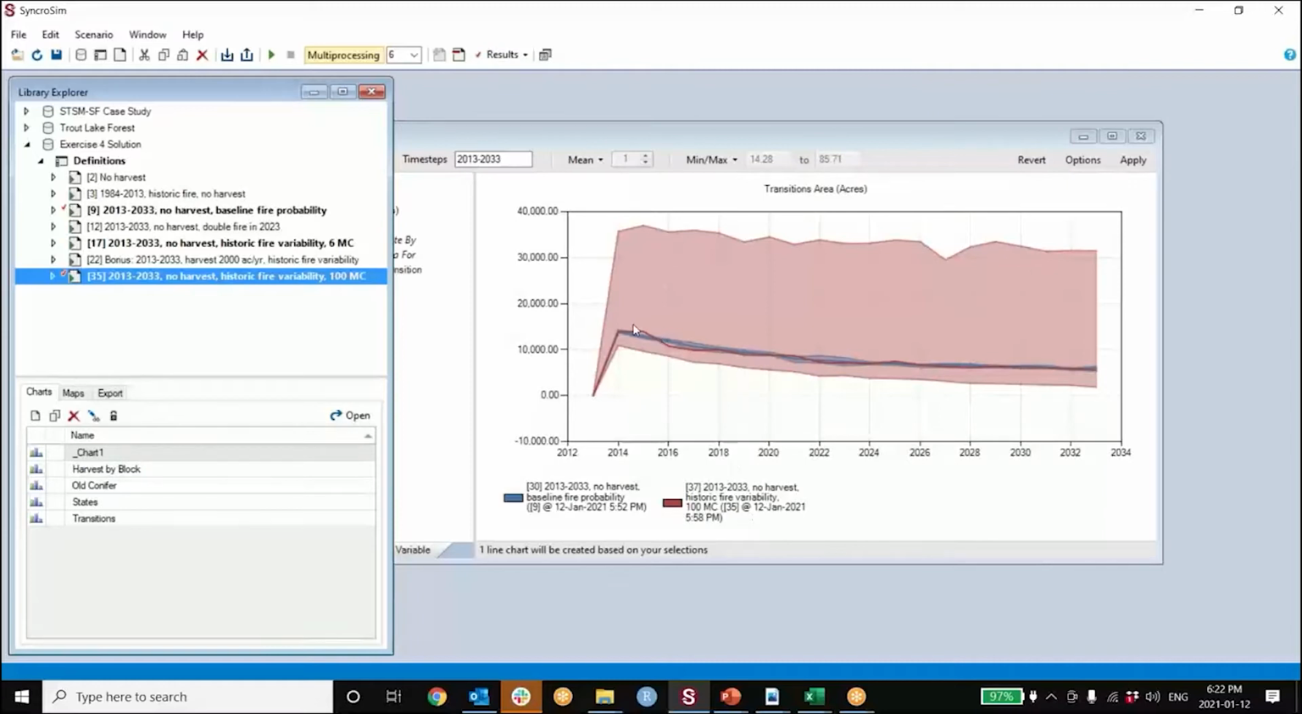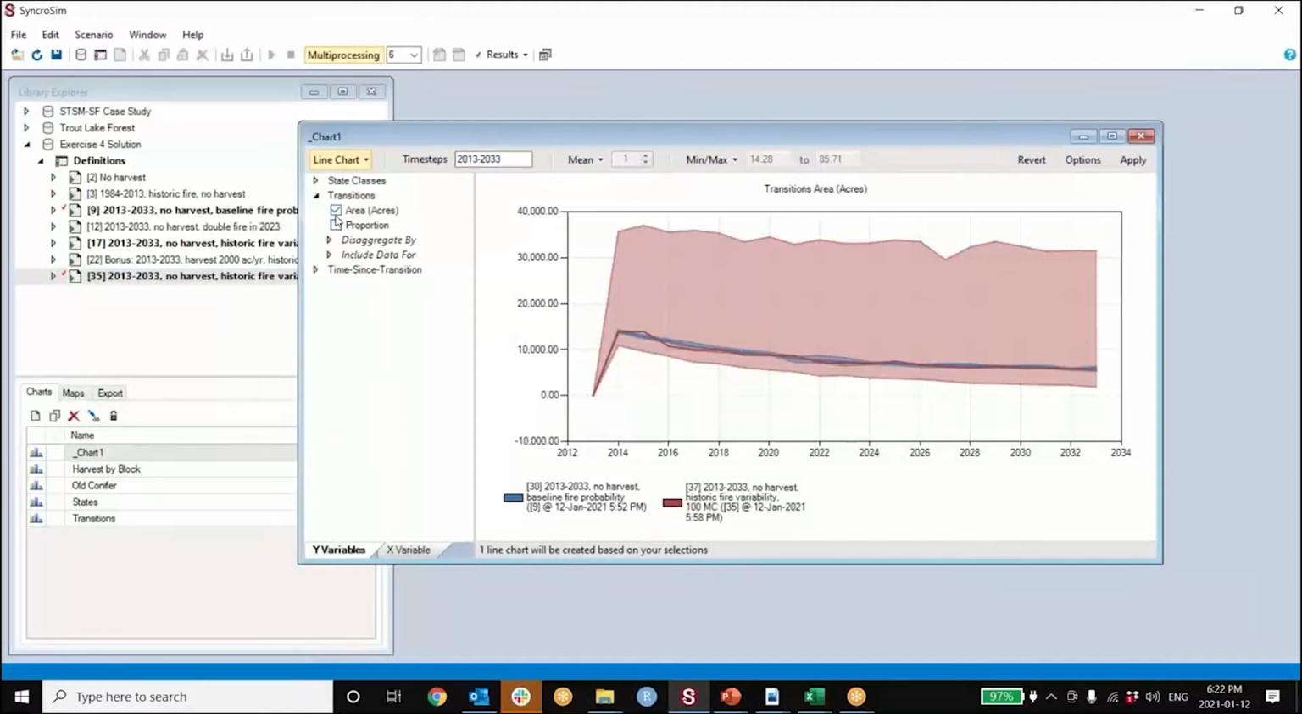This is 100 Monte Carlos. Now you see that the mean area burned with and without the variability is now converging to the same values. We're just introducing this uncertainty. And Colin, this plot's showing all transitions, not just fire, right? Right. Thank you.